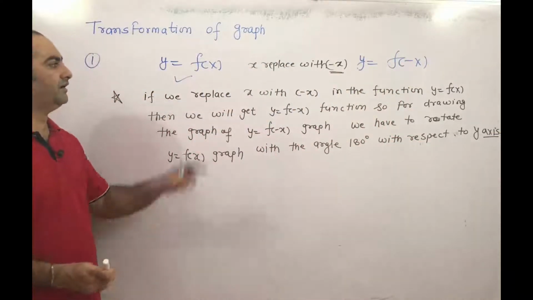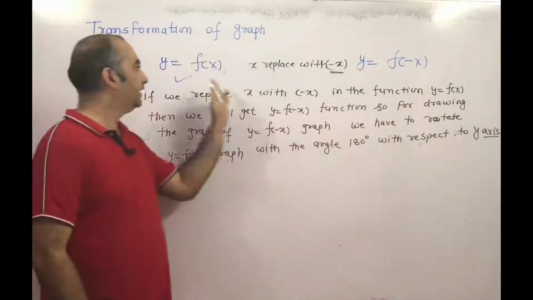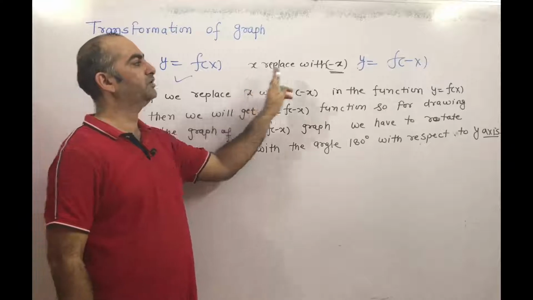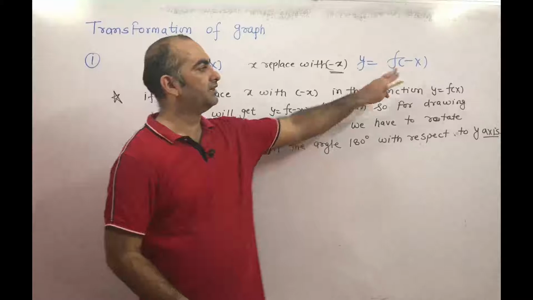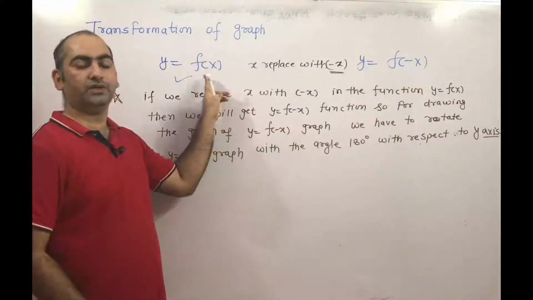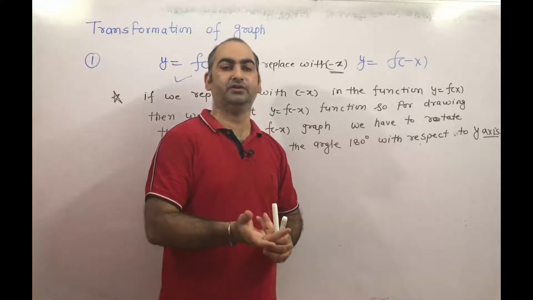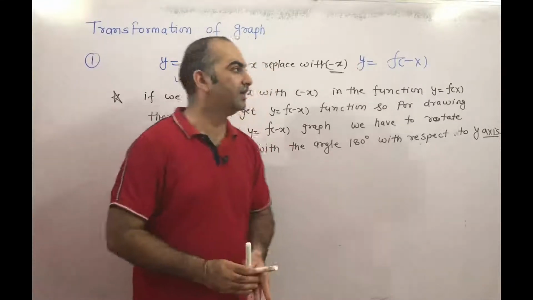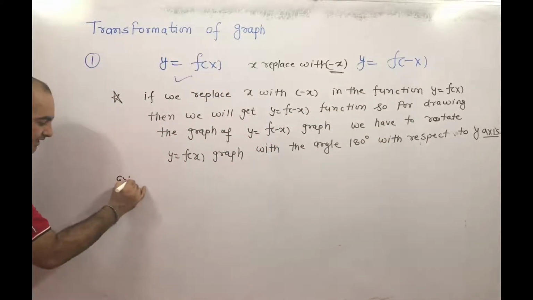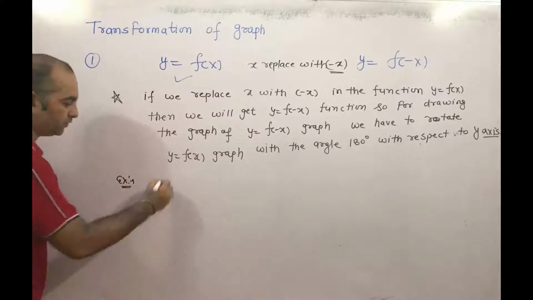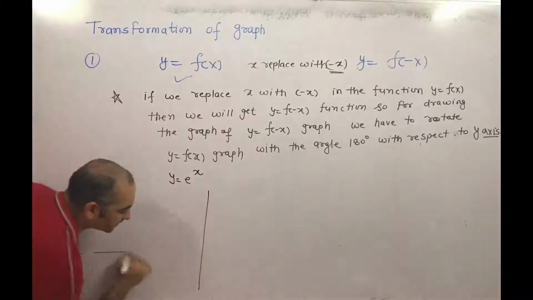We know the y equal to f(x) graph, and we want the y equal to f of minus x graph. Then in this function, instead of x we have to put minus x, then we will get this function. So for finding this graph, we have to rotate this graph with respect to the y-axis by 180 degrees. Then we will get this function graph. Okay, example. A very basic example we are taking, that already we know. The y equal to e power x graph is this one.